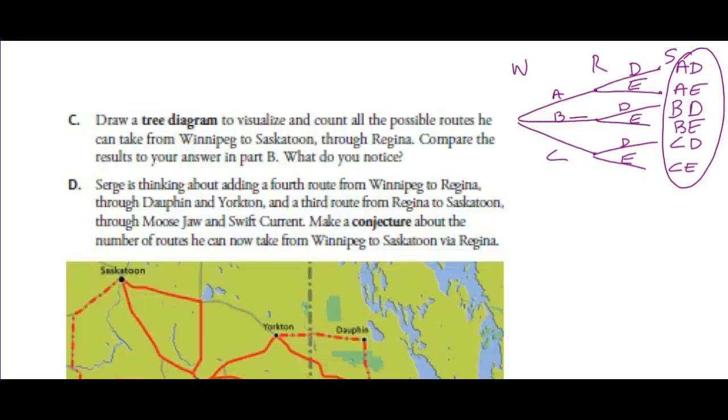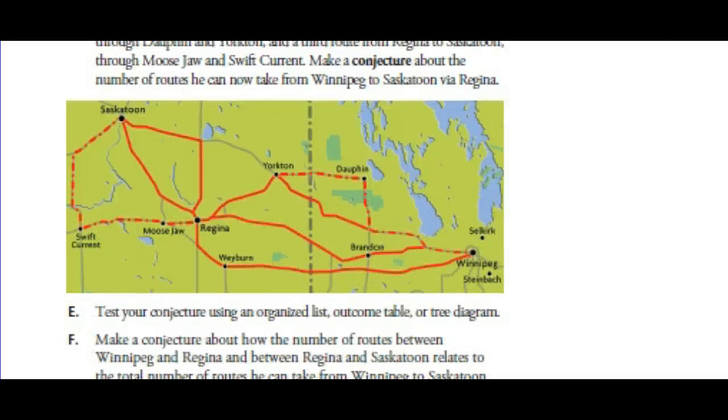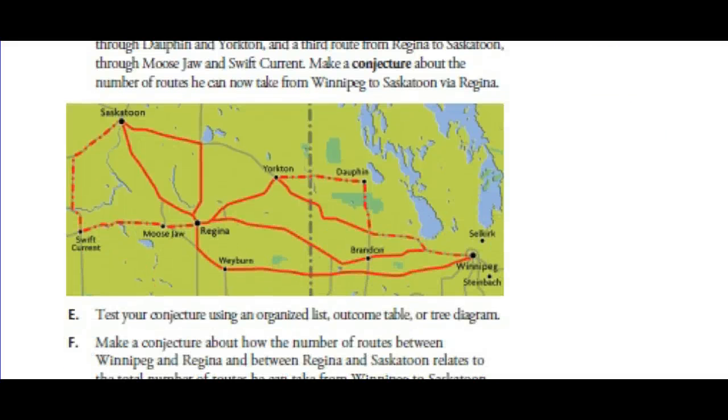Now, let's think about adding a 4th route from Winnipeg to Regina through Dauphin and Yorkton. So in this case, he could go along here, or maybe he's going to go up and there. So there would be one of the routes, and here would be another one of the routes. Some of it's the same, but he's going through Dauphin on that one. Make a conjecture about the number of routes he can now take. So if he adds a 4th route here, how many is he going to have in total? How many possible routes?